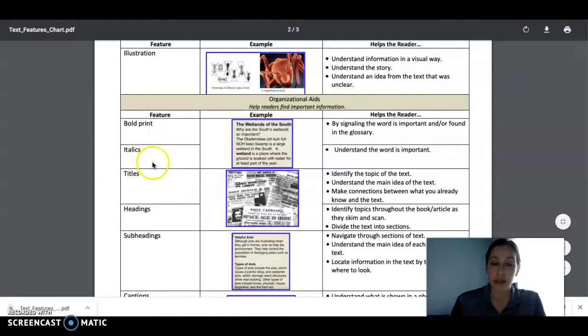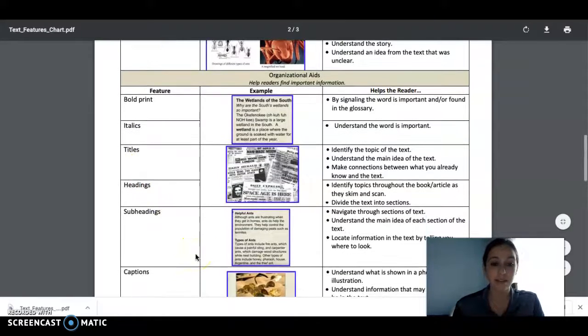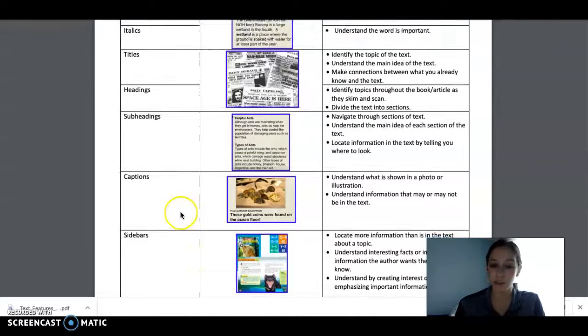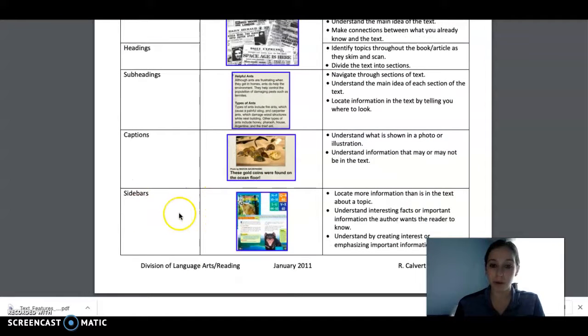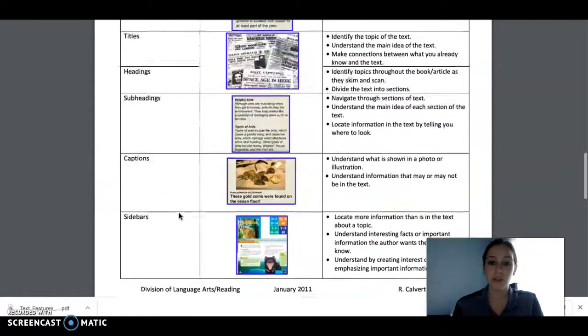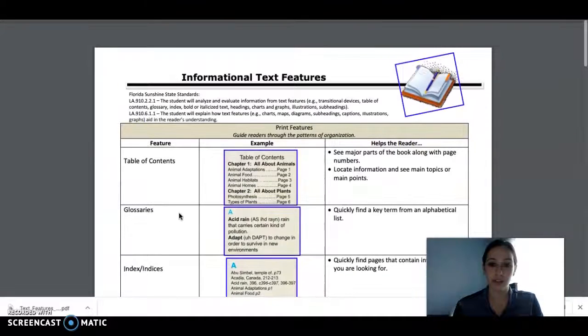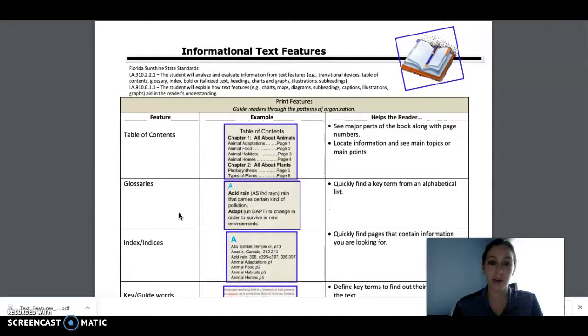Sometimes they'll include italics to show that something's important. They'll include titles, headings, subheadings, captions under the pictures, sidebars with additional information that adds to what you're reading. So these are some of the big and important text features that we kind of already know about. We just need to remind ourselves about this.